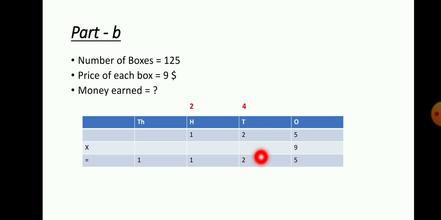Now we recall the table of 9 up to 2. So 2 times 9 is 18, but here 4 is carry. So 18 plus 4 equals 22. So we'll write 2 here and the other 2 will go to the next place like this. So 2 is carry here.